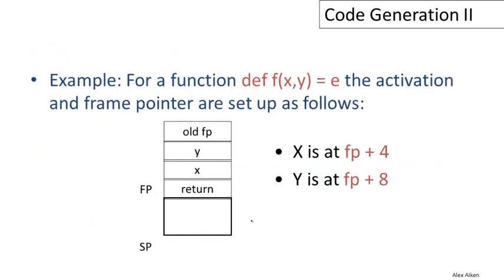Here's a little example. For the hypothetical function that we've been looking at with 2 parameters x and y, x is going to be at the frame pointer plus 4, and y will be at the frame pointer plus 8.